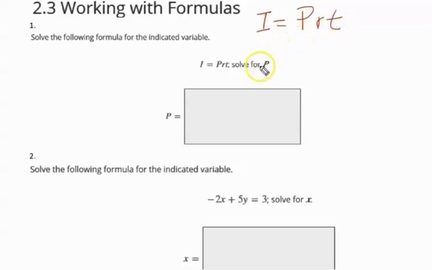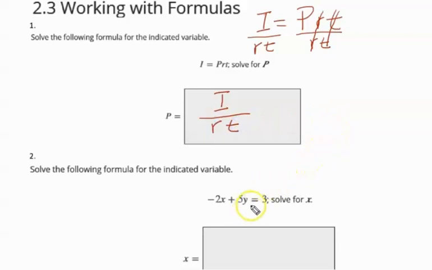But they're asking here to solve for the letter P. Well, this is P times R times T. So to get rid of these factors, we just divide these factors out. So we're going to divide this side by the RT and this side by the RT. Here they cancel out and just become a 1. So principal now is equal to interest divided by rate times time.